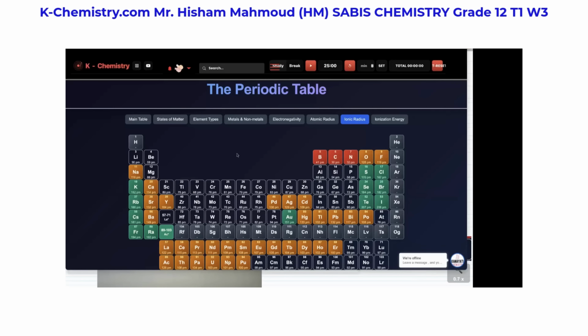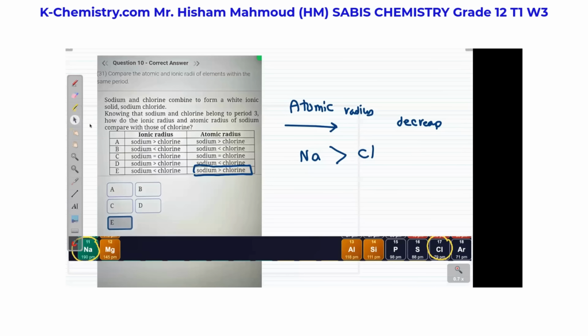So this means that it is almost reverse, because when you go to the right, it increased. So if you compare chlorine to sodium, you will find that the chlorine is more. So the ionic radius has increased, but the atomic radius has decreased. Let's screenshot this one also.